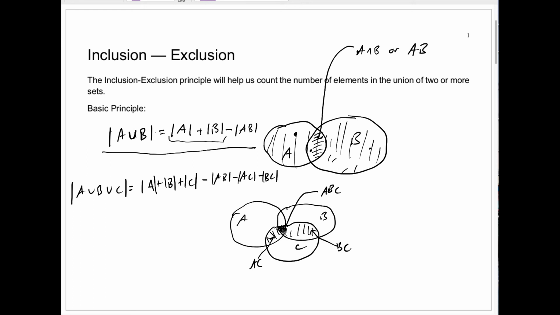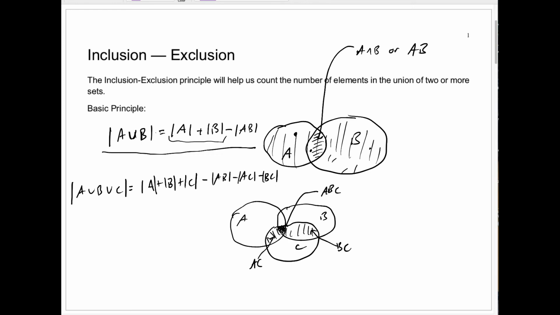But now there's a little problem that's remaining. Imagine something that's in all three sets, A, B, and C. We've counted it 3 times here because it's in A, it's in B, and in C. If it's in A, B, and C, we've removed it 3 times because it's in AB, it's in AC, and it's in BC.